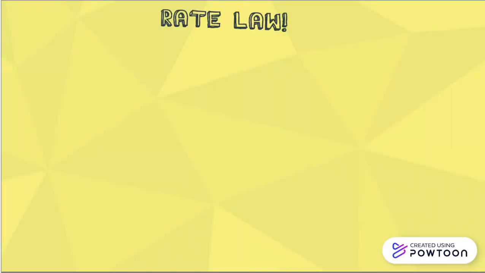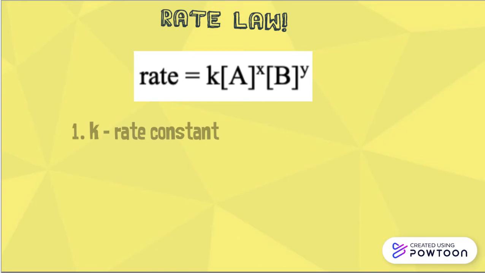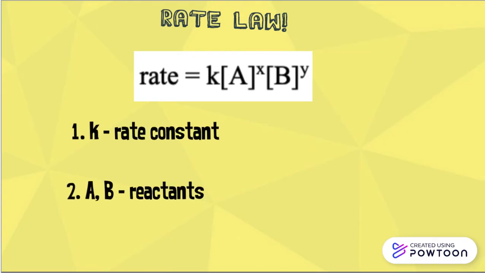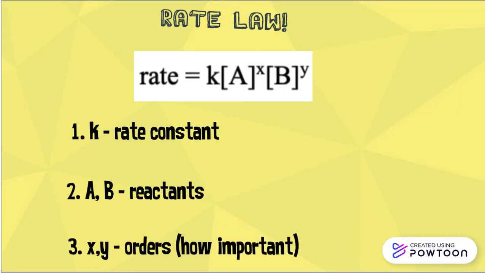Great job, Cody. Now let's talk about rate laws. A rate law looks like this. K is the rate constant, A, B are the reactants, and X, Y represent the orders, which show how important a reactant is to the rate of a reaction.